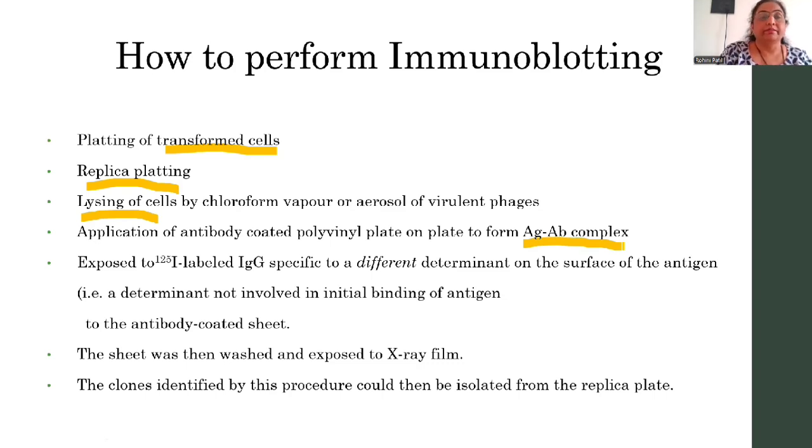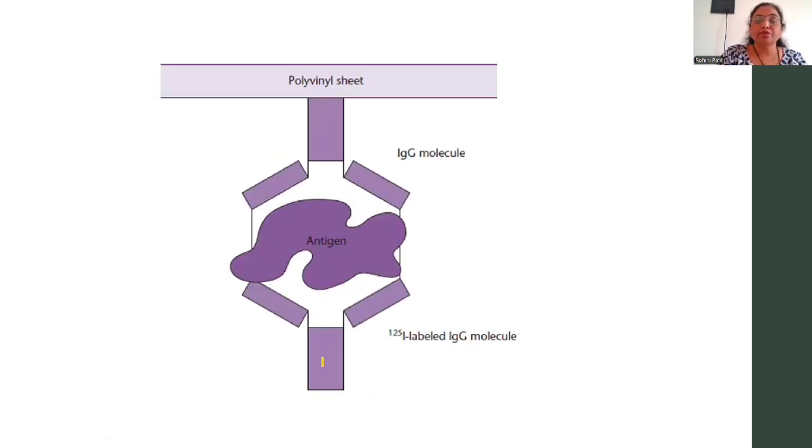Next, you have to find out whether the antigen has reacted or not, and for that purpose a secondary antibody is used. It is also an IgG antibody, and it is for the second type of epitope which is present over the antigen.